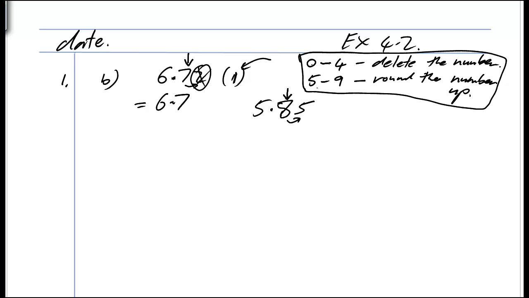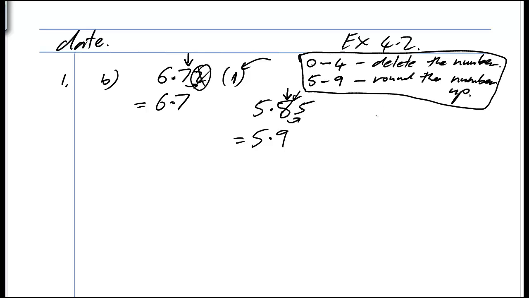If the number is from 0 to 4, you just get rid of the number like we did up here. If the number is from 5 to 9, you round the number up. So what we do is, we see this number here is 5. So what we've got to do, we've got to round that number there up. So it's actually becomes 5.9.